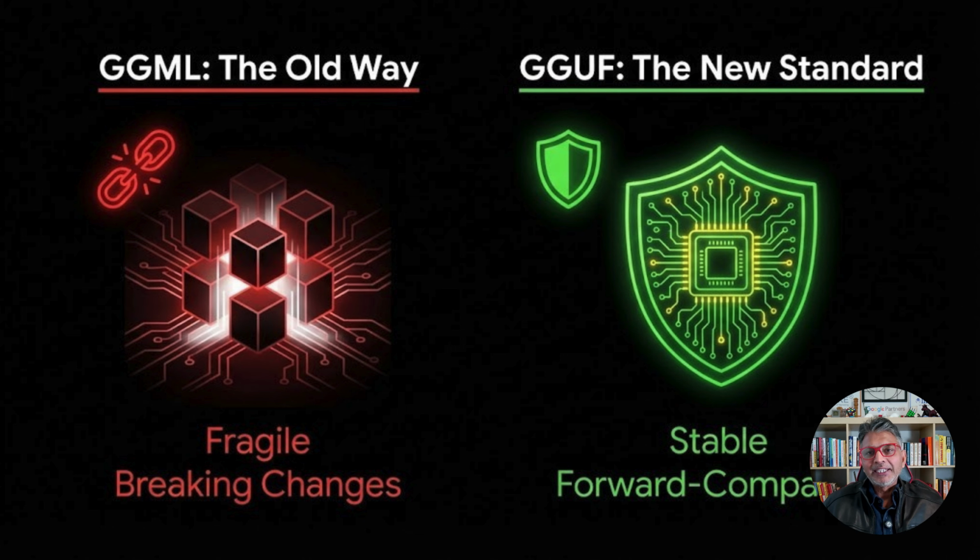GGUF was badly needed. Its predecessor, GGML, was fragile. Every time the software updated, there was a real chance your old models would break. It was a headache. GGUF was built to be stable and extensible. That means it can support new features without breaking older files. It also stores more information and loads fast. GGUF made local AI stable and actually enjoyable to use.